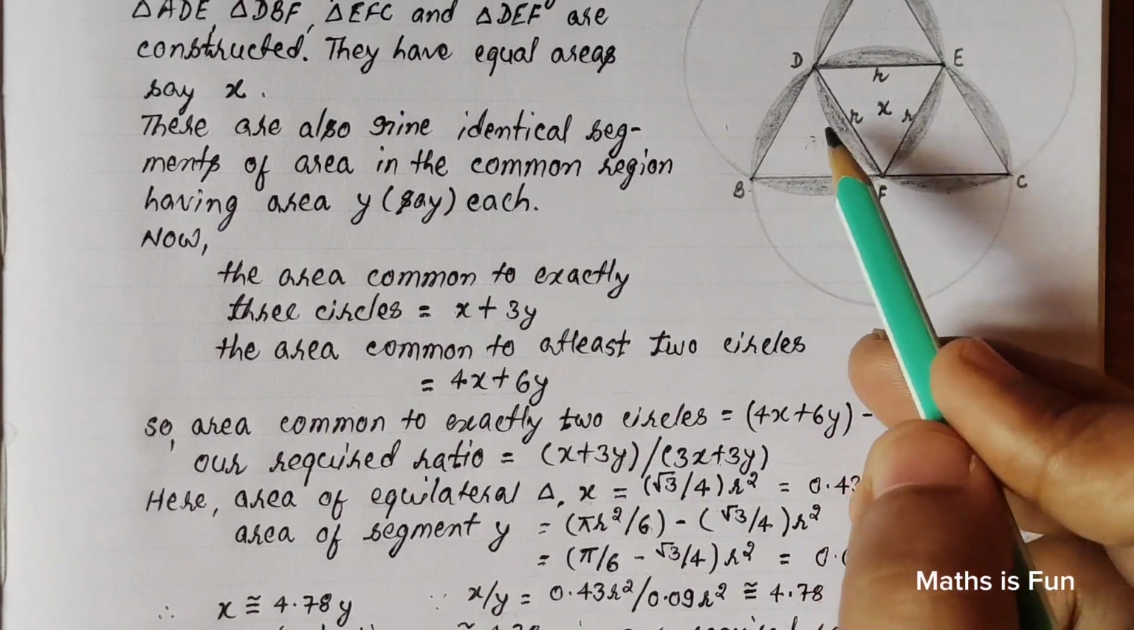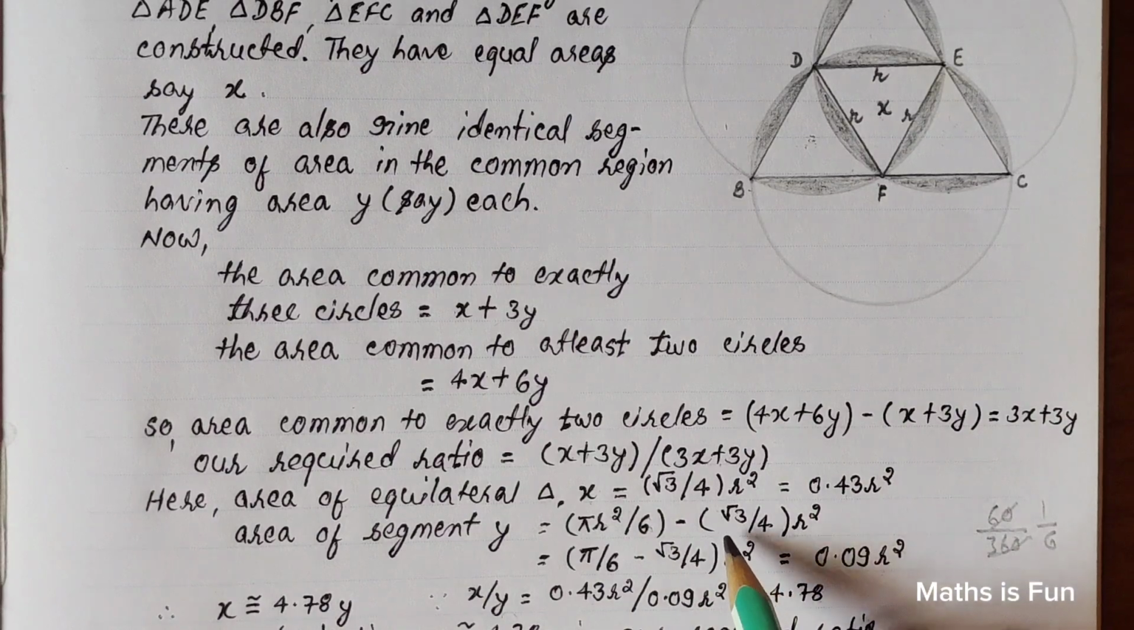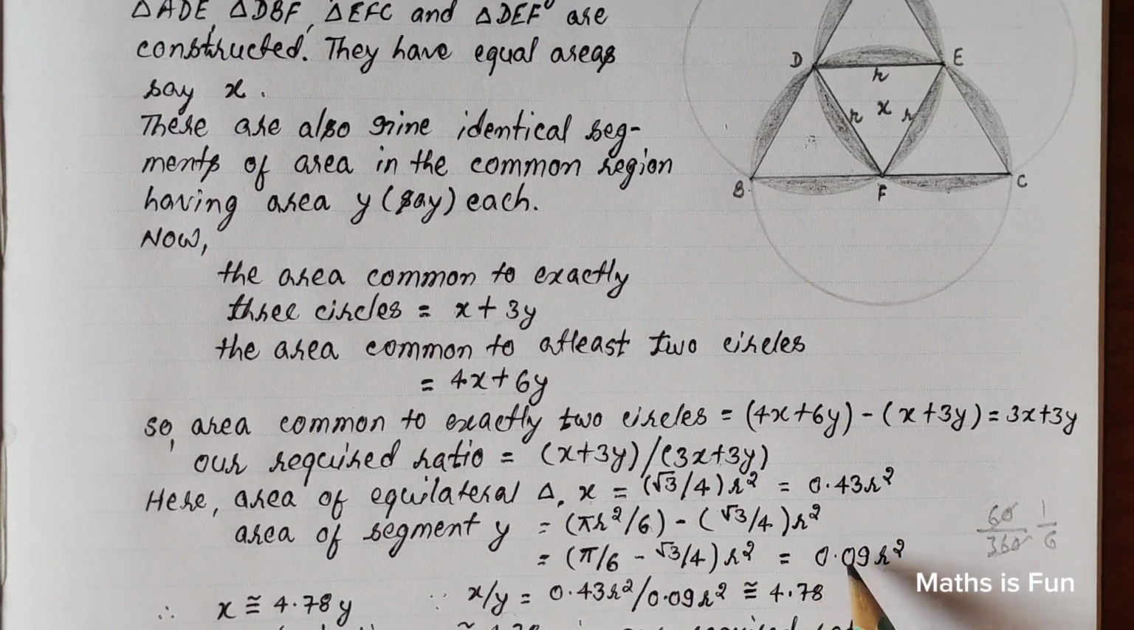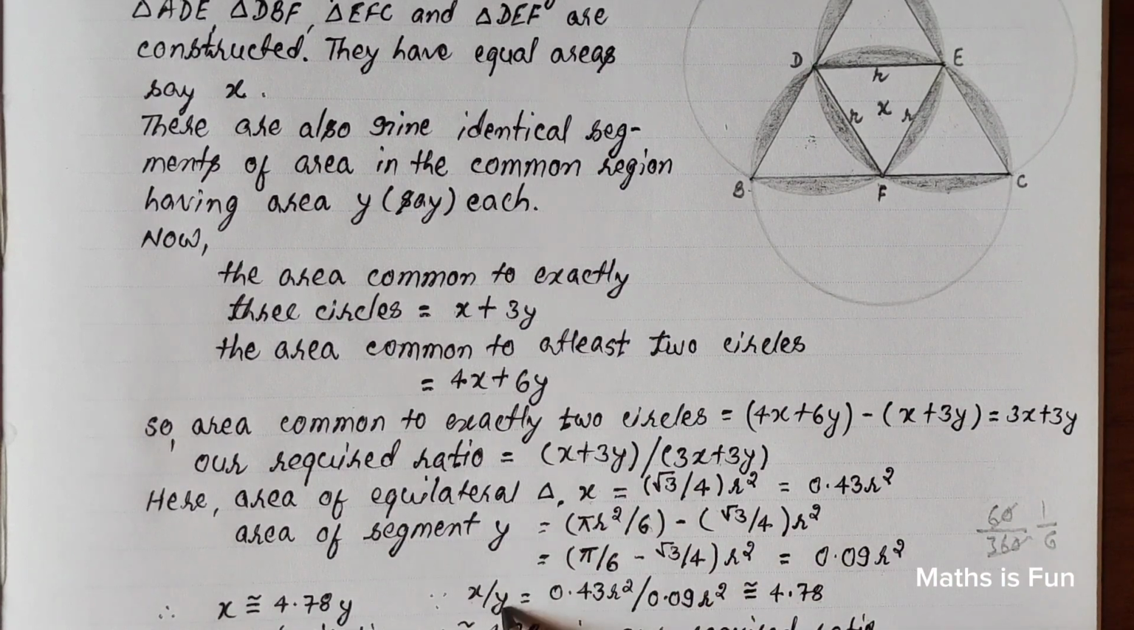Then after we can subtract the area of this triangle. So we already know the area of this triangle is root 3 over 4 r square. So if we simplify this, we get 0.09 r square. Then we find out the ratio of x is to y. So the ratio of x is to y will be approximately 4.78. So we can say that x is approximately equal to 4.78 times y.